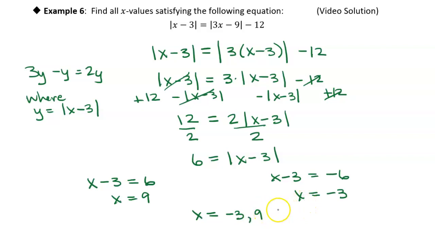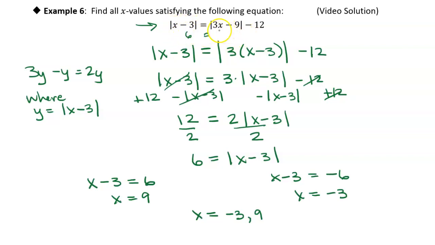Again, you can check it. You can take those two values and put them back into the original equation and make sure it actually gives you a true statement. If I put in negative 3, I would get the absolute value of negative 6, since negative 3 minus 3 is negative 6. So the absolute value of that would be 6.